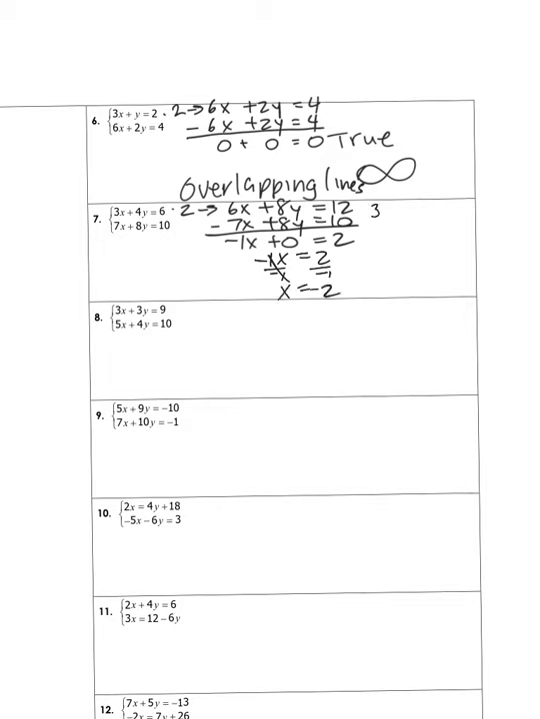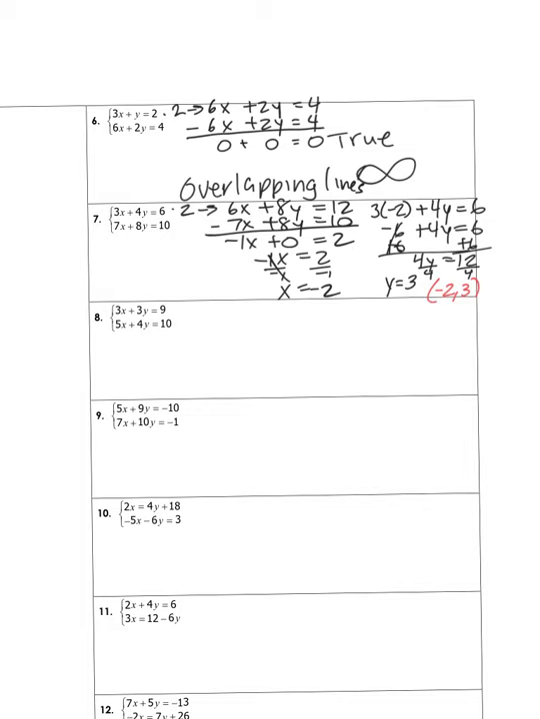If x equals negative 2, we can plug it into the first equation for x and solve for y. 3 times negative 2 is negative 6. Bring everything else down. Add 6 to both sides to get rid of it. 4y equals 12. Divide by 4 on both sides. And y equals 3. If y equals 3, then the solution to this system of equations is negative 2, 3.